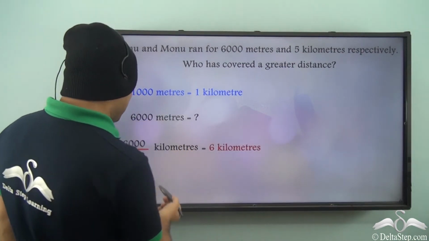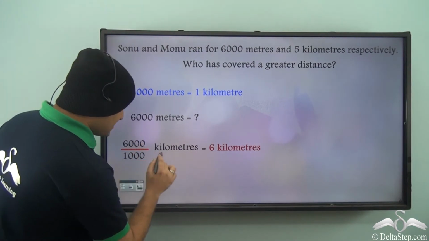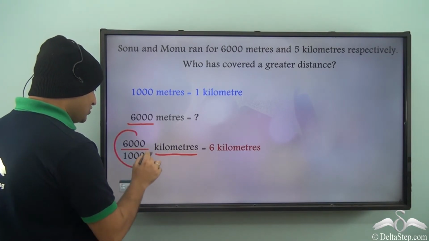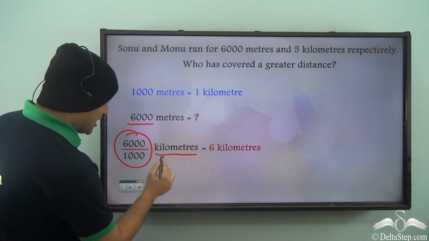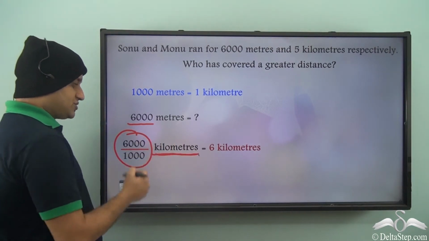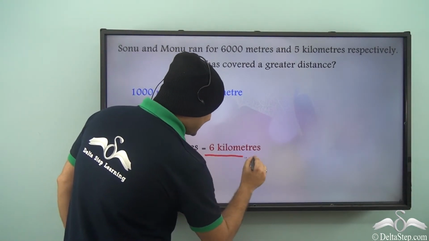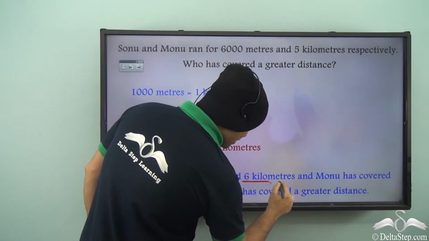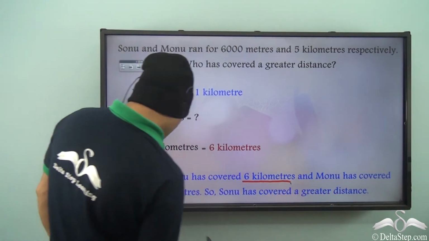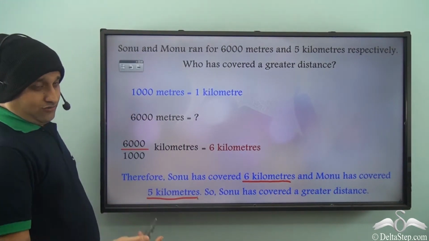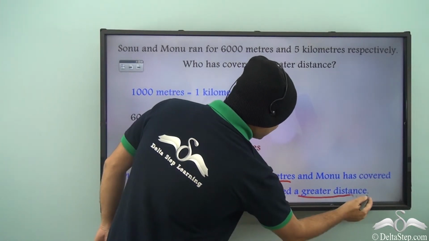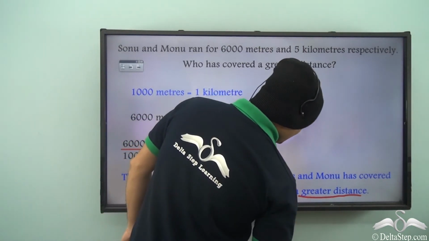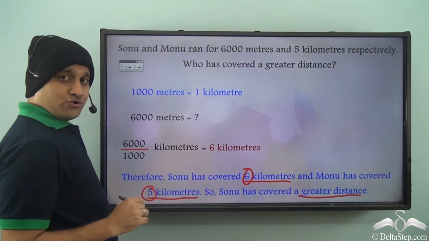So we can write this as 6000 by 1000 kilometers. So now this quantity has been converted into kilometers. 6000 by 1000 kilometers gets converted to 6 kilometers. Therefore, Sonu has covered 6 kilometers and Monu has covered 5 kilometers. So Sonu has covered a greater distance, isn't it? Because he covered 6 kilometers compared to 5 kilometers of Monu.